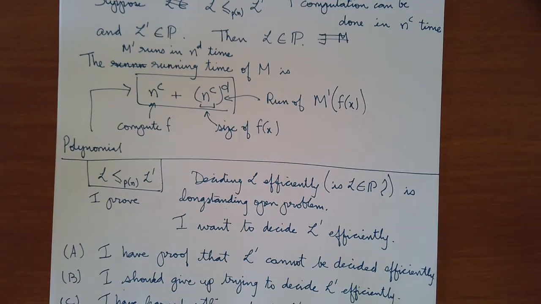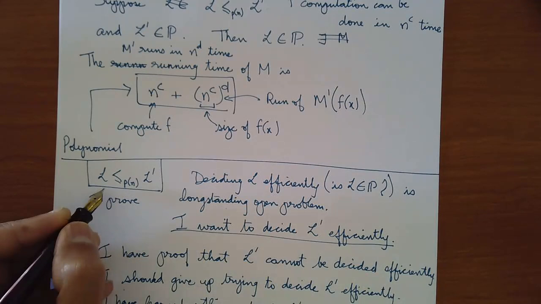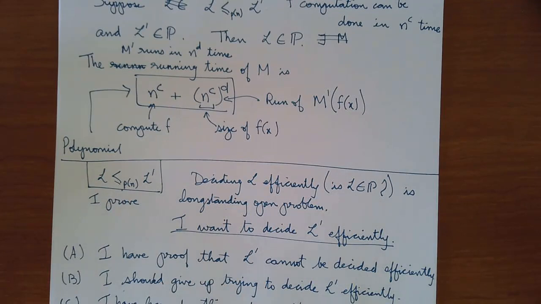But this means I want to decide L efficiently. This is what I want to do. Instead, I end up proving that L reduces to L prime. Now, deciding L prime efficiently is a long-standing open problem.